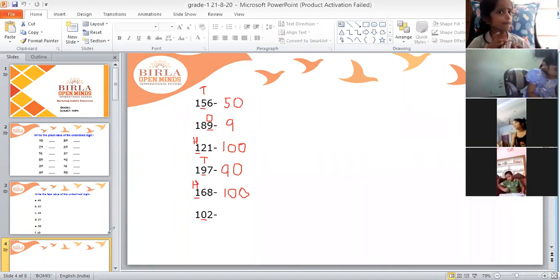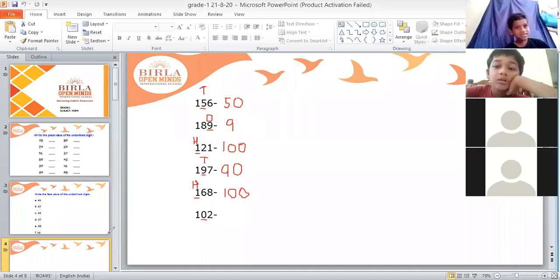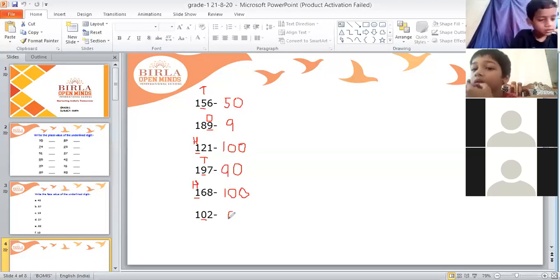Okay, fine. Next. Sai Ritvik, you tell me which number is underlined in number 102. 0. And what is the place value of 0? Yes, very good. Children, this 0 is in tens place. But we will not put 2 zeros. We will write only 1 zero.